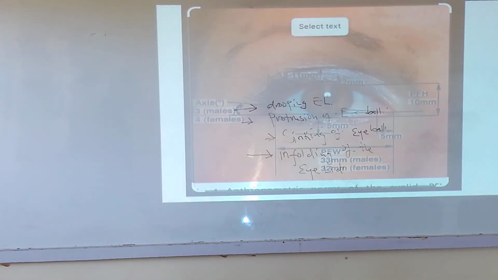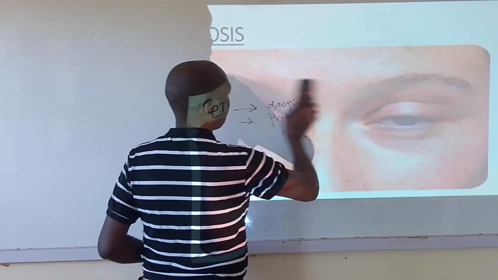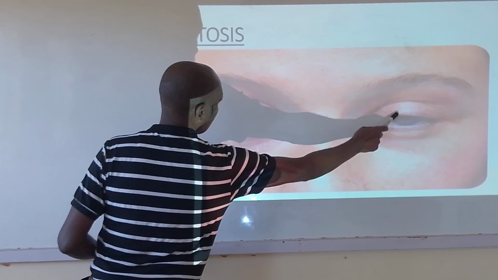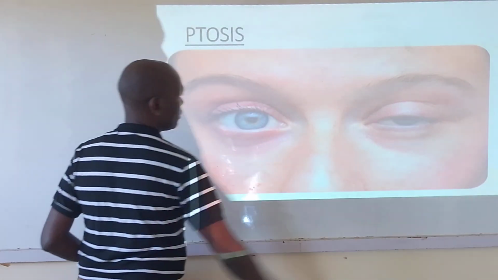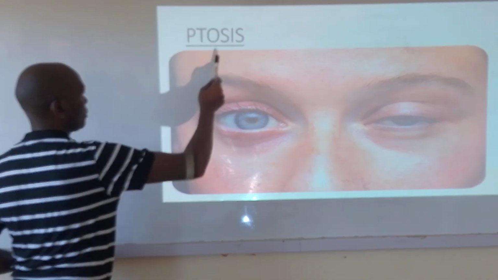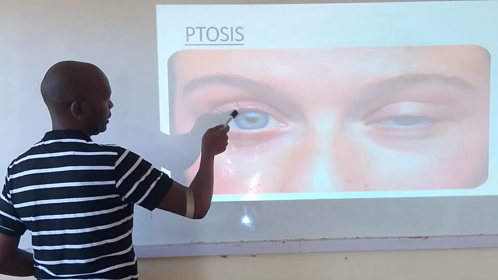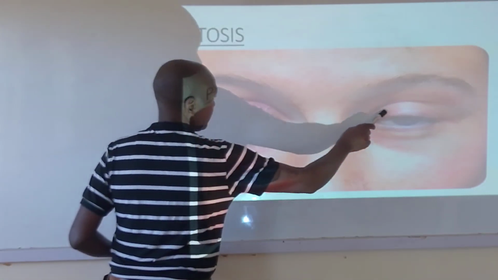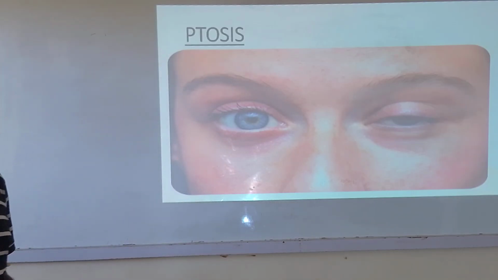This one we had already illustrated. So the process is this one here. You can see there's drooping of the eyelid. When the drooping of the eyelid occurs, we call it ptosis. And you can see the palpebral fissure is smaller compared to this one. This is the normal one. This is the abnormal one. So there's drooping of this eyelid here, what we call ptosis.